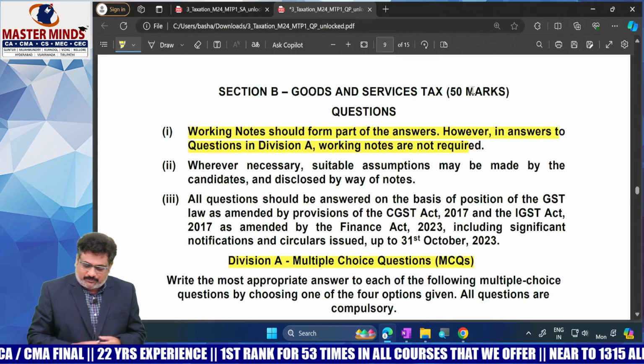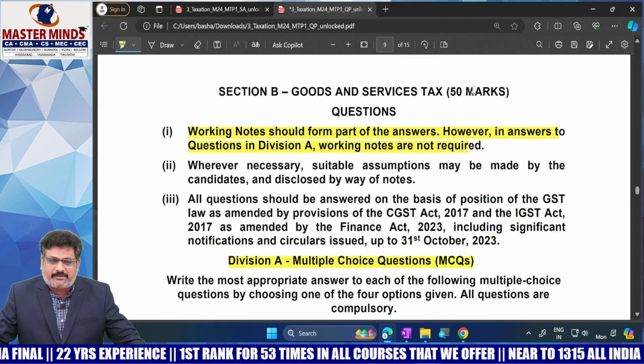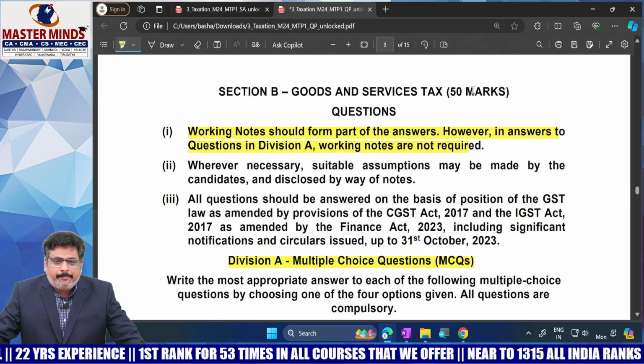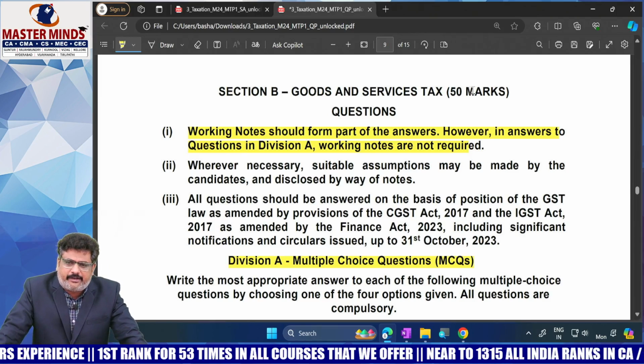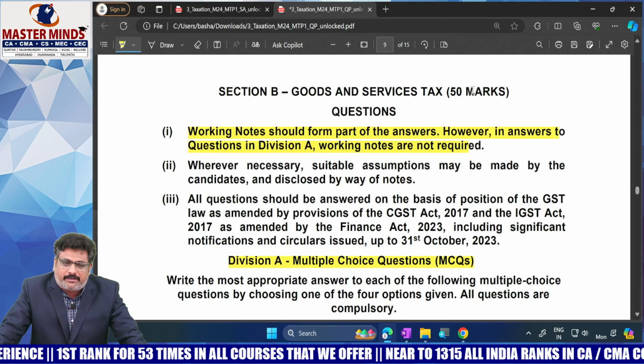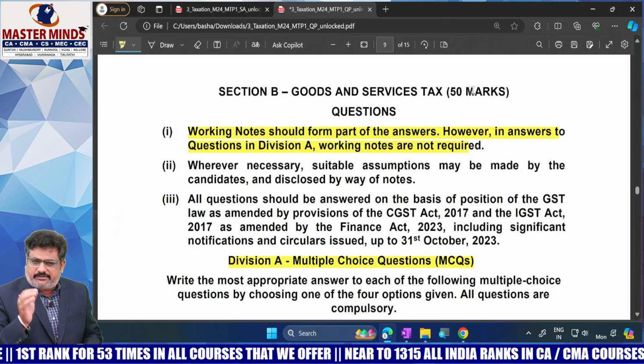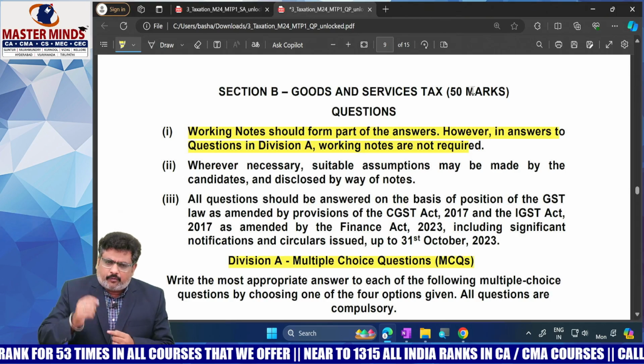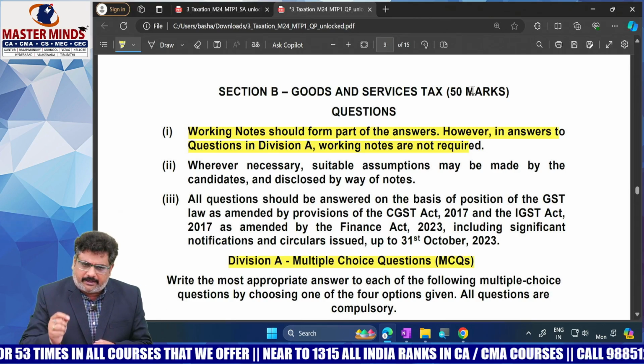And regarding this one, see this: except Part A, that is Division A, in the rest of the cases, definitely working note is required. That means please keep focus on this word. Without working notes, you will not get good marks.